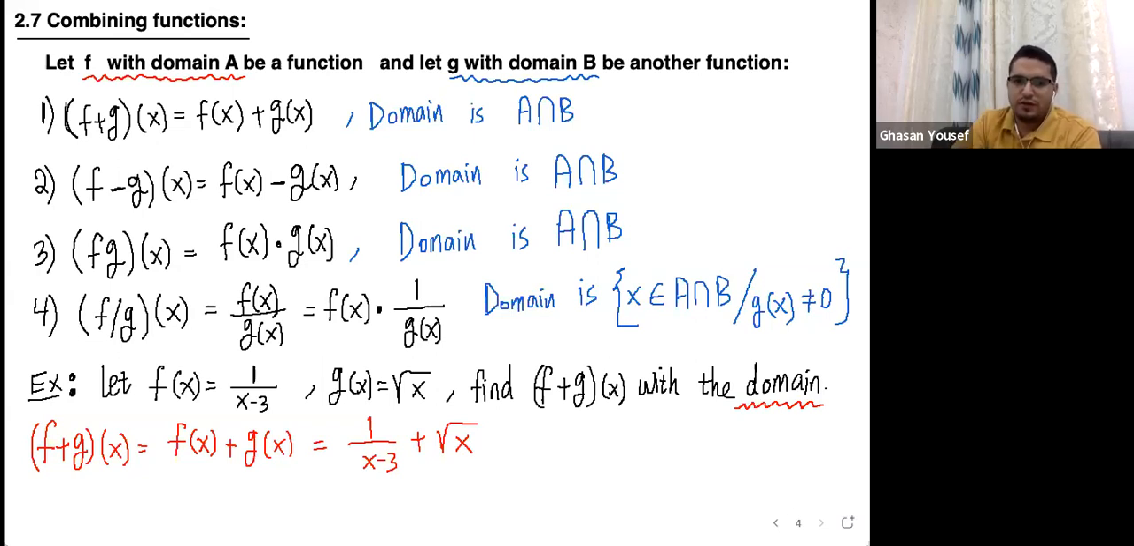So the domain of f plus g is the same as the intersection between both of the domains. It is the intersection between the domain of the function f and the domain of the function g. So let's do it together.